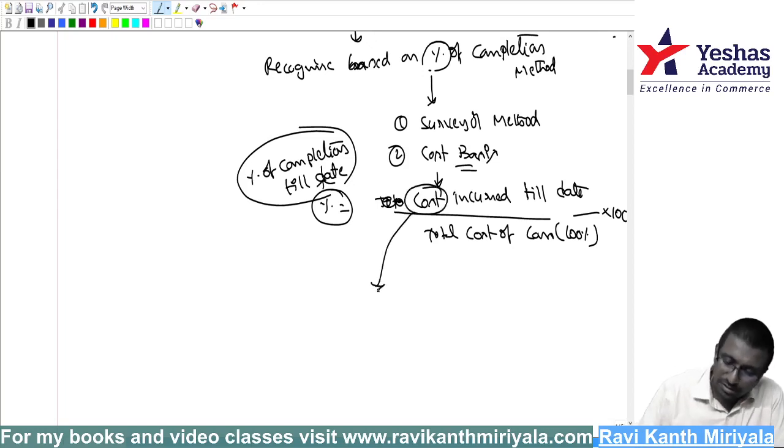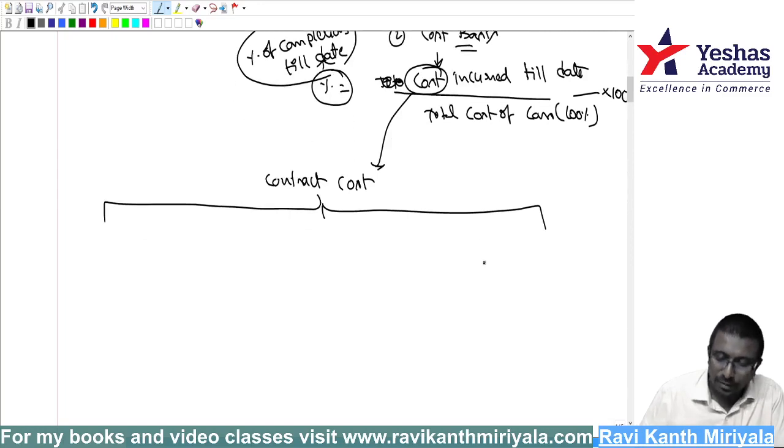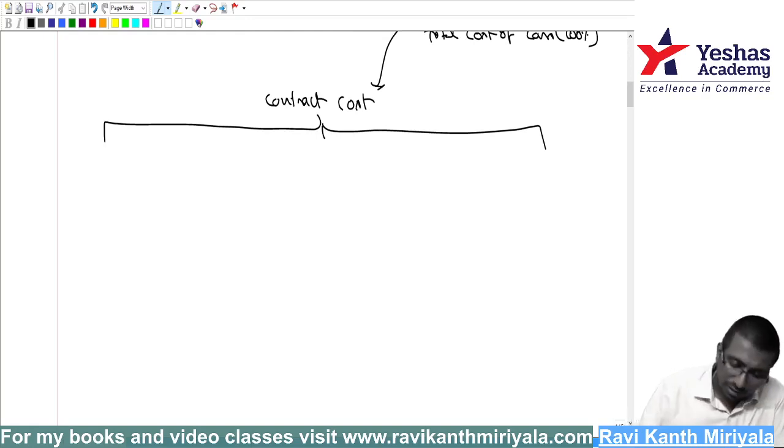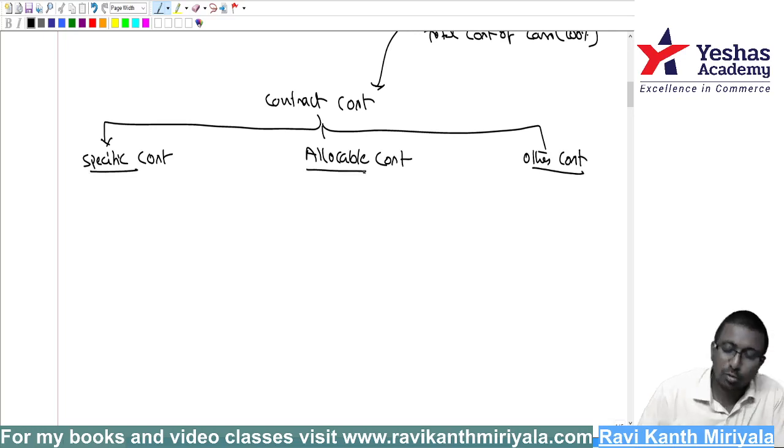What do you mean by cost, sir? Cost is nothing but, my dear friend, contract cost. Okay, sir, what do you mean by contract cost? Try to understand. Contract cost basically includes specific cost, allocable cost and other cost.